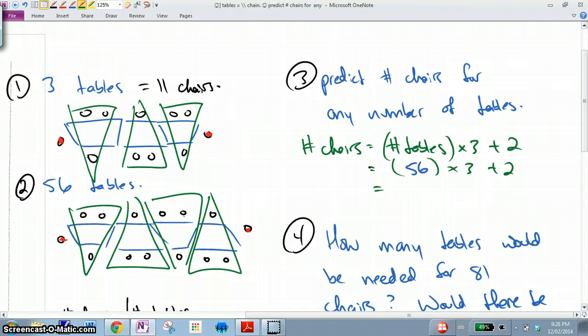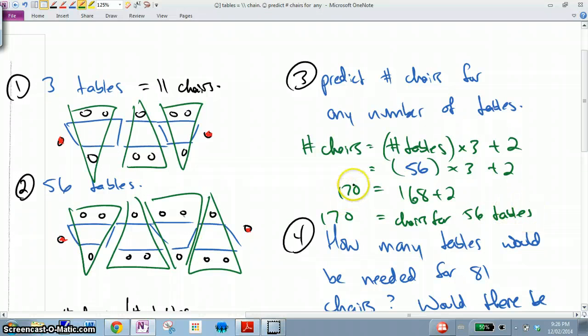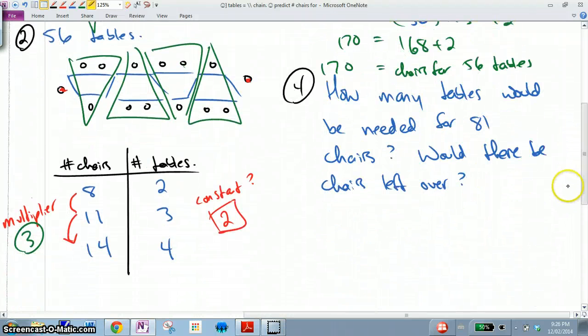56 times 3 is 168. And then we have the 2 on the ends, and we get 170 chairs for 56 tables. But this, in the middle, is the rule we created that works for any number of tables. And we got that from this constant of 2. And we got that from this multiplier of 3.